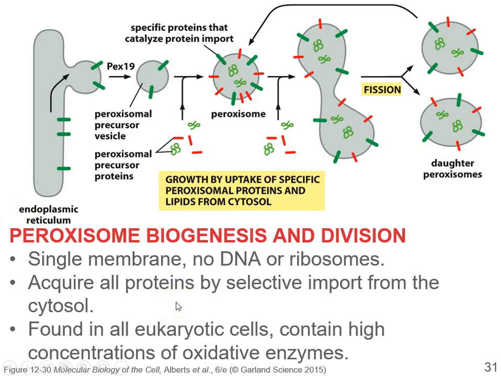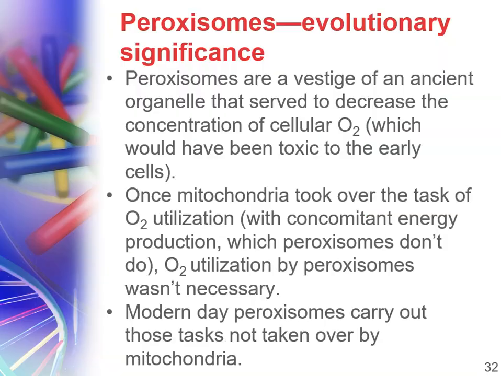They have to import everything. So right here you have just a little sort of membranous vesicle. What makes this thing a peroxisome is the ability to import the proper proteins into this organelle that makes it function like a peroxisome. And then when it gets big, you just use fission, and then you have more peroxisomes. So eukaryotic cells have these organelles, and they have high concentrations of oxidative enzymes.